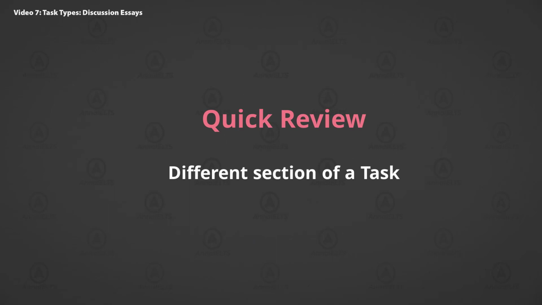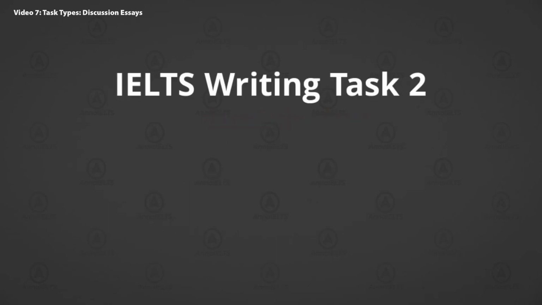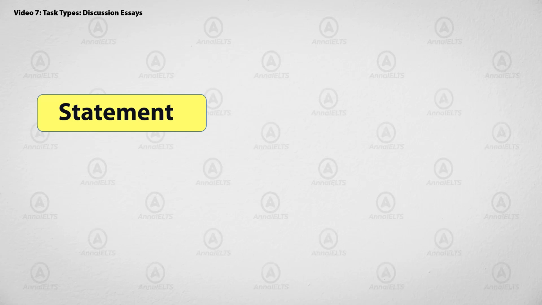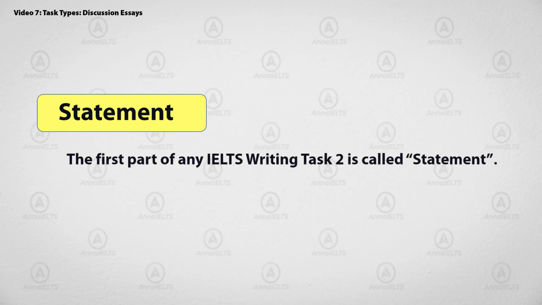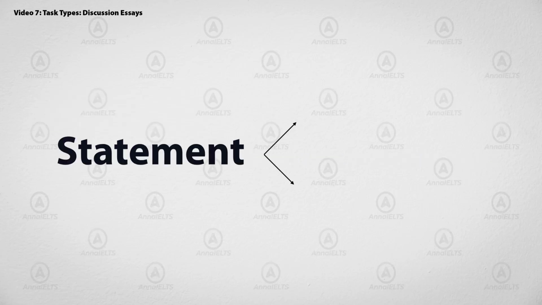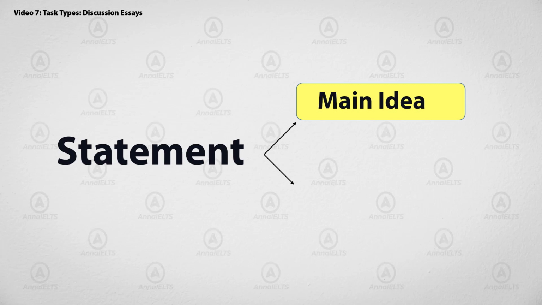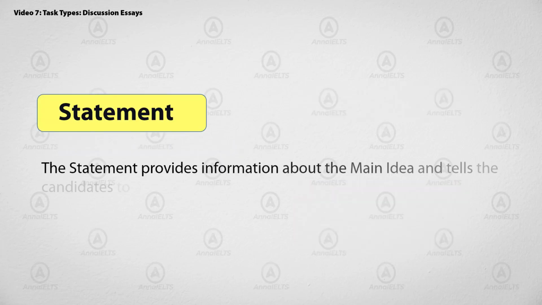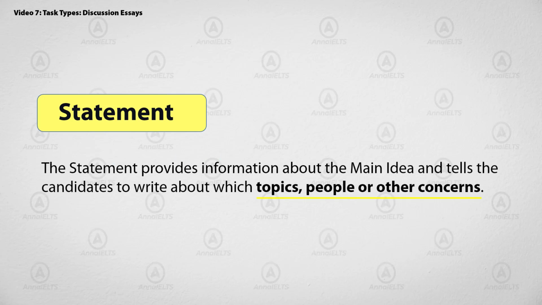Before we start, let's have a quick review of different sections of a task. As you remember, each IELTS writing task 2 includes up to 2 different parts: statement and question task. Statement. The first part of any IELTS writing task 2 is called the statement, which includes 2 main factors: main idea and controlling idea words. The statement provides information about the main idea and tells the candidates to write about which topics, people, or other concerns.